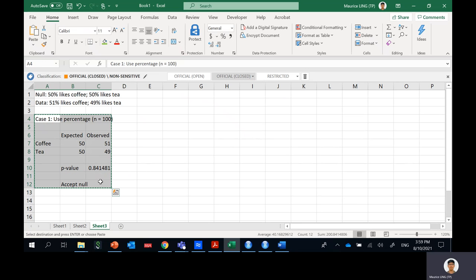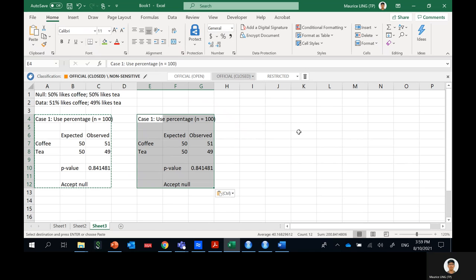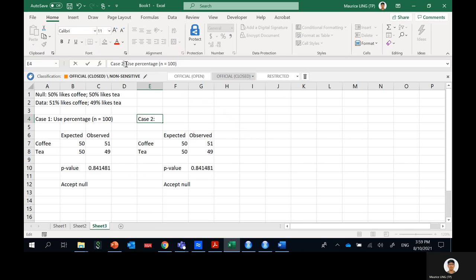Then let's say another group, group two, is pretty energetic and you survey more people. Let's say you survey 1,000 people, 10 times more. What will be the expected if you survey 1,000 people? 500, right? Because it's equal. How about the observed? If 51% actually like coffee, it's 510, 490, right? Look, the p-value actually changes. The p-value is not the same, but you still accept the null hypothesis.